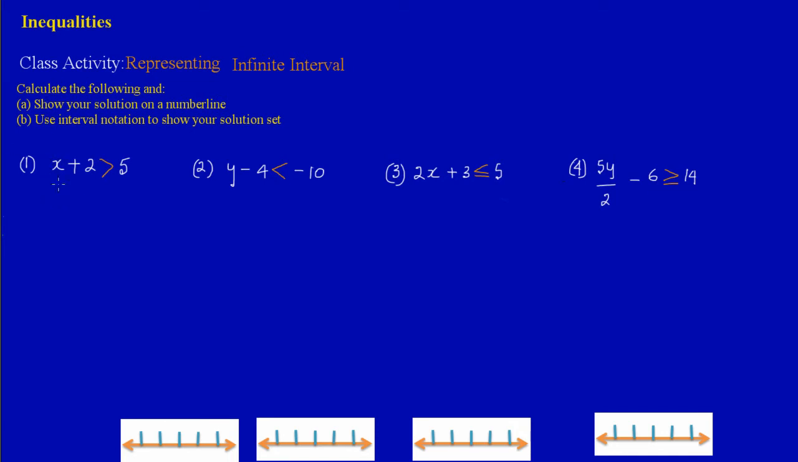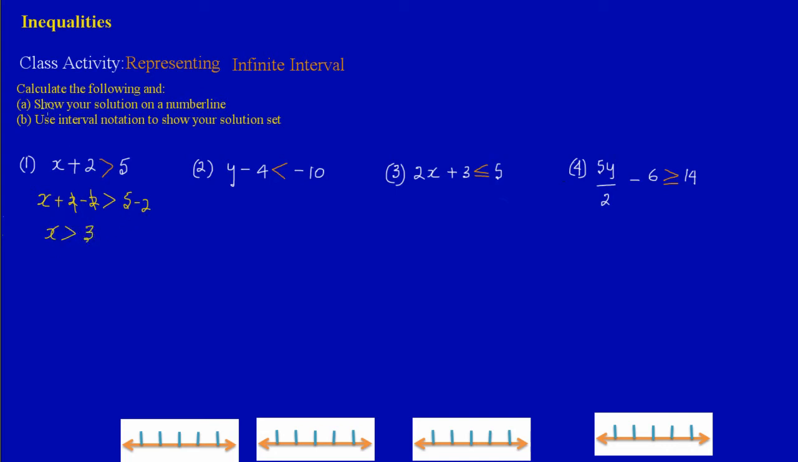Now in example 1, as I said, when working with inequalities, we manipulate it, or we do the same thing as we would do in an equation. Hence, we see a 2 being added to x, so we're going to do the opposite of that. So I'm going to say x plus 2 minus 2 is greater than 5 minus 2. Now, I know that a positive 2 will cancel out with a negative 2. Therefore, x must be greater than 5 minus 2, which will give me a 3.